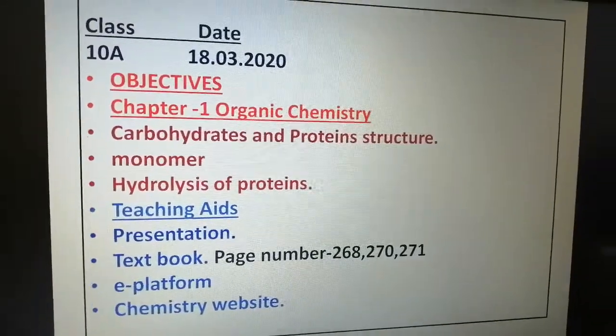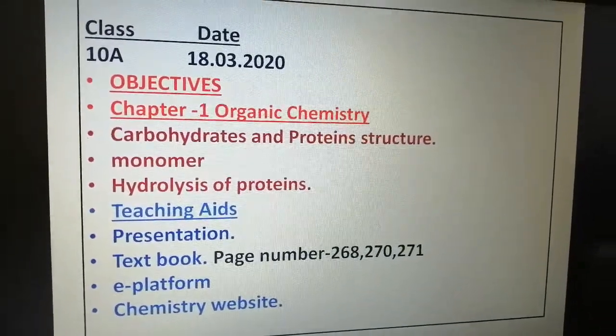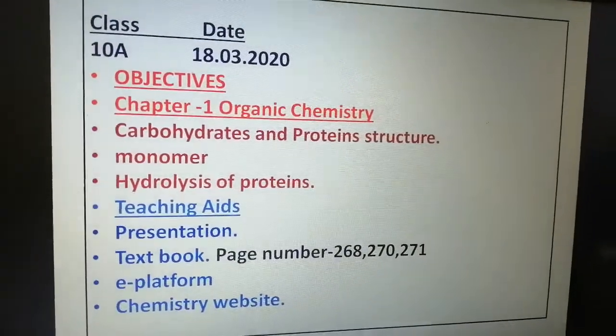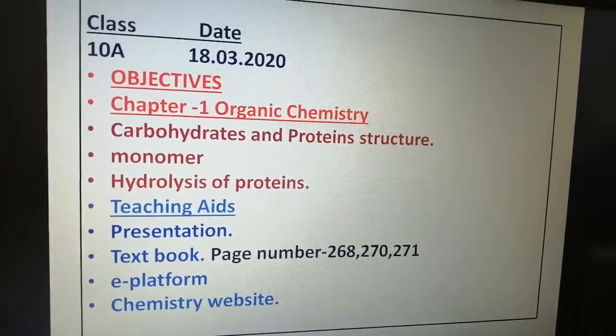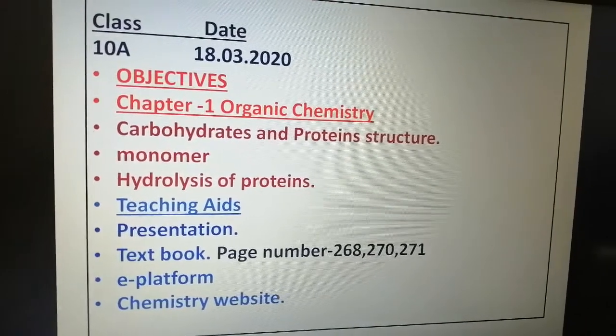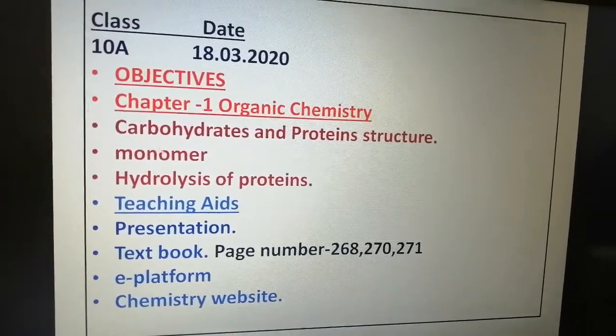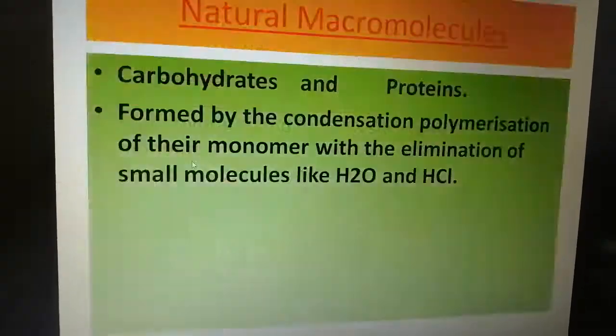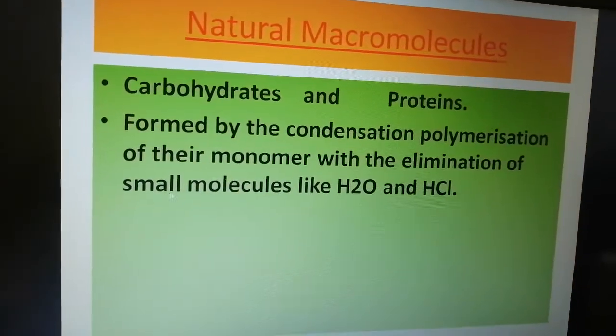Hi students, good morning. Today's topic is carbohydrates and proteins: how to write the structure of them, and what are the products we get on the hydrolysis of carbohydrate and protein. And to study what the monomers are. So first we'll look at this.